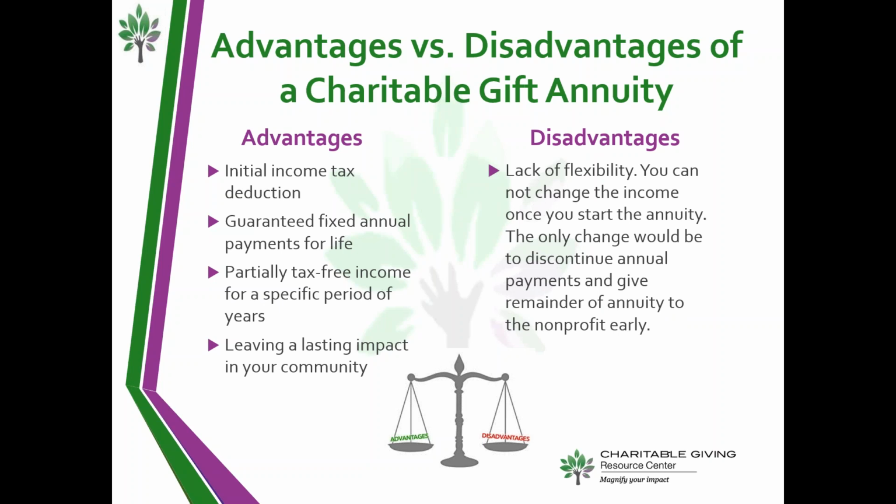Disadvantage of a charitable gift annuity, the main one that I focus on is the lack of flexibility. You cannot change the income coming out of the annuity. It's a fixed dollar amount. It will not change. It won't go up. It won't go down. And about all you can do as far as flexibility is to discontinue the annual payments and leave the remainder of the annuity to the nonprofit early if you don't want them to wait until you pass away. Other than that, everything is fixed in cement.